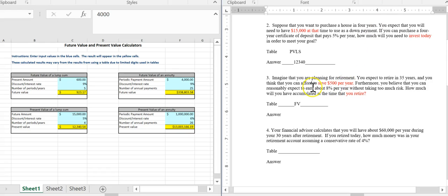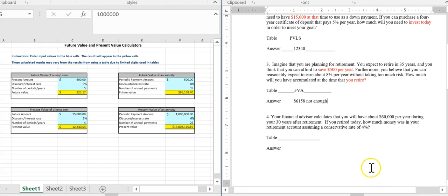But here I see that this is an annual payment per year. And anything that's annual is going to be an annuity. So now I'm going to do a different table, a future value of an annuity table. So here I'm going to put $500 at 8% and 35 years. At that time, I am only going to have $86,158. By the way, not enough. Moving on. Question number 4.